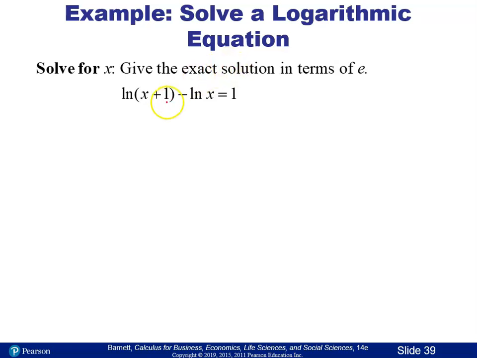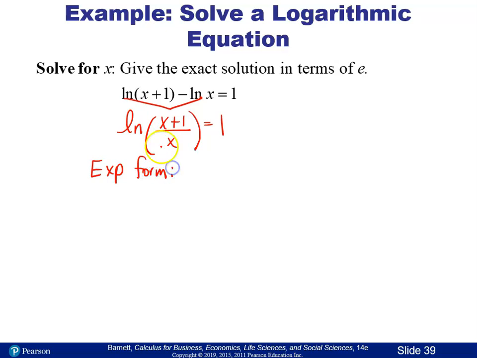Okay, if we look at this example, solving, this is actually similar to the one we just did using log. We've got a minus, so when I combine these from 2 into 1, I'm going to combine them as division. All right, so then I'm going to put it in exponential form. Keep in mind the base of ln is e, so it's going to be e to the first power is equal to x plus 1 over x.